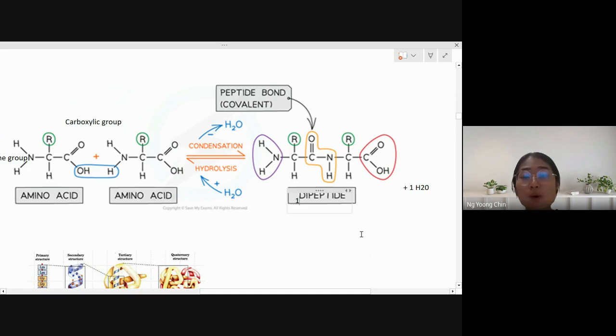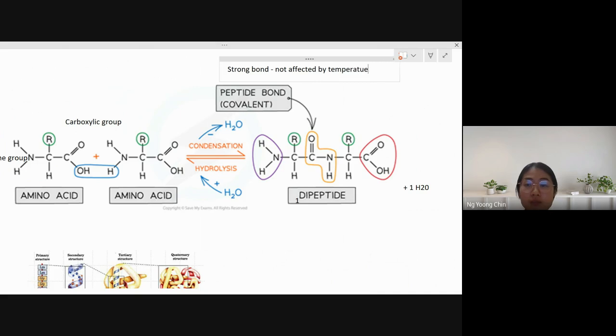Peptide bond is a very strong bond, because a peptide bond is a covalent bond. Covalent bonds are very strong. When I say strong bond, it means that this bond is not easily affected by the change in temperature or pH.